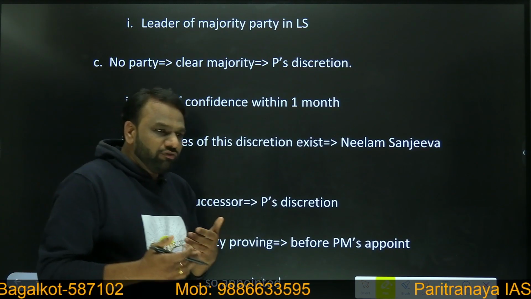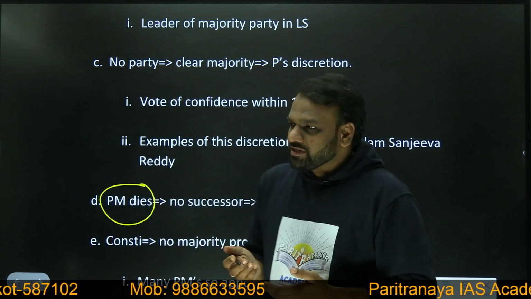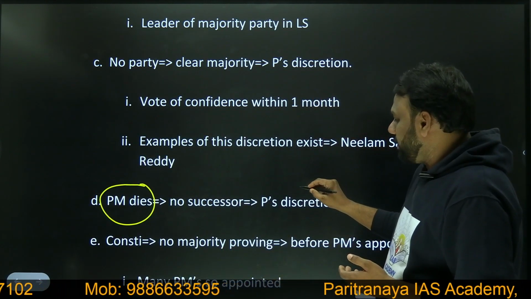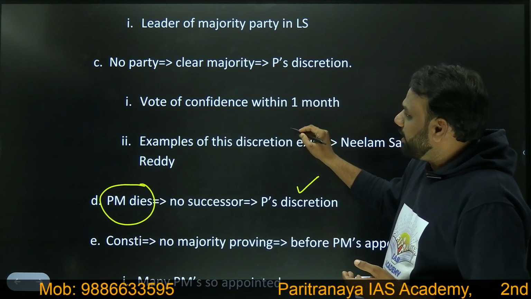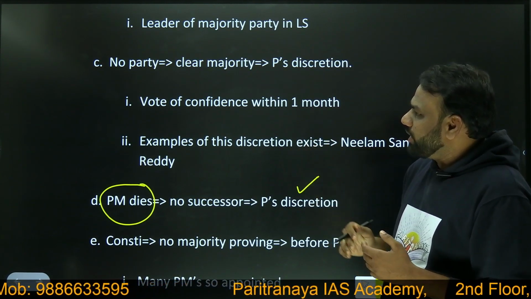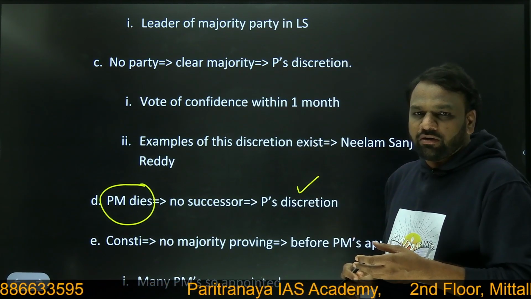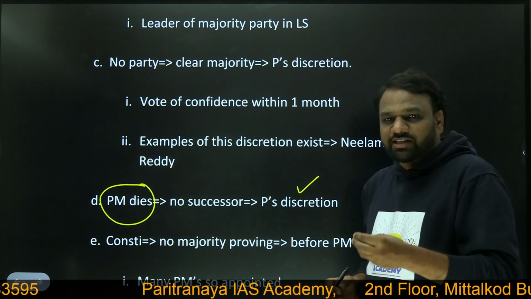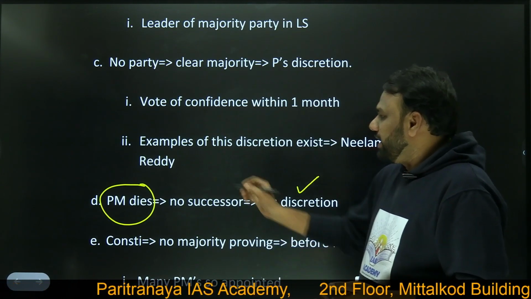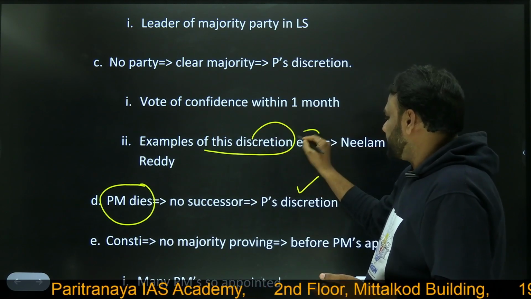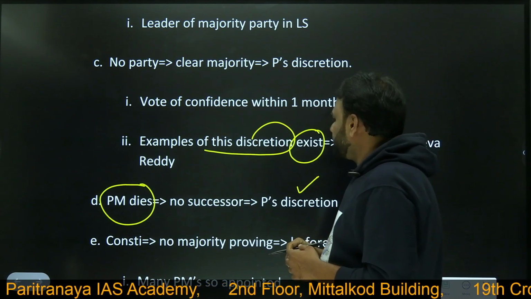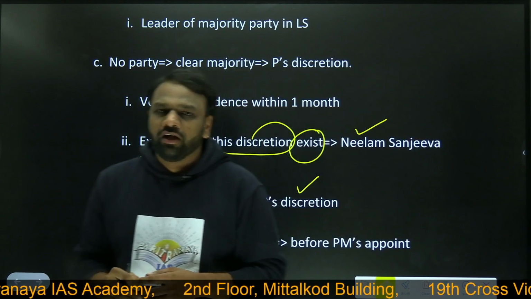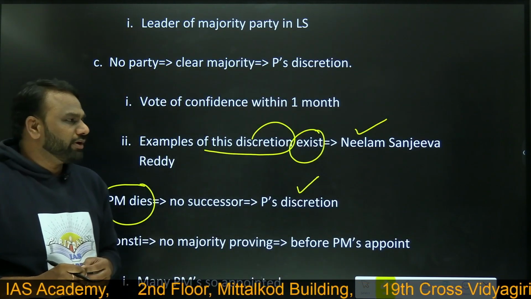So whether such kind of powers have been exercised by the President in history? Yes, such kind of powers have been exercised. So when no clear party is in majority, whether the President appointing a Prime Minister of his choice has been exercised in history? Yes, examples of this discretion exist. Okay, one example is Neelam Sanjeeva Reddy, who was President of India, so he had appointed a Prime Minister.